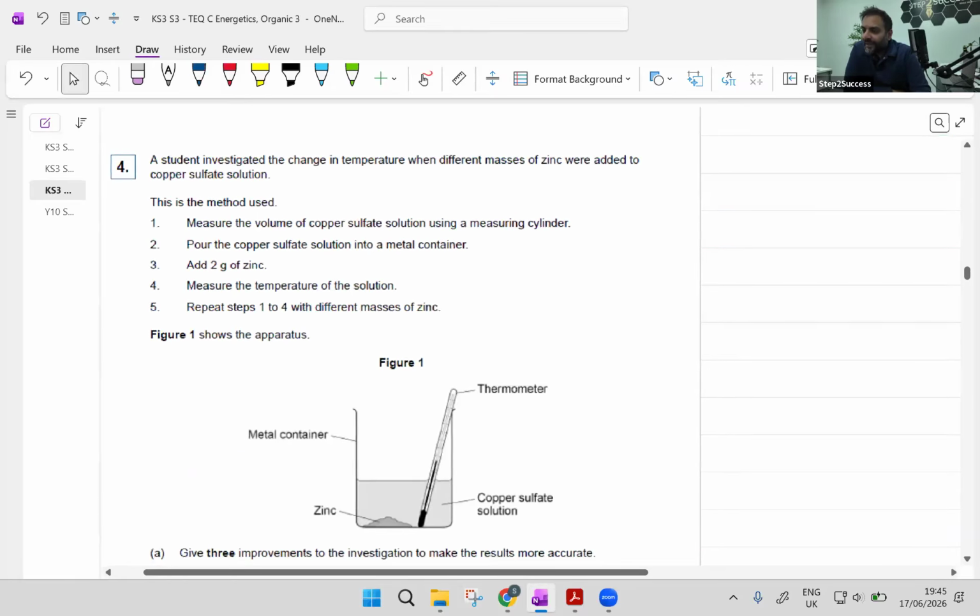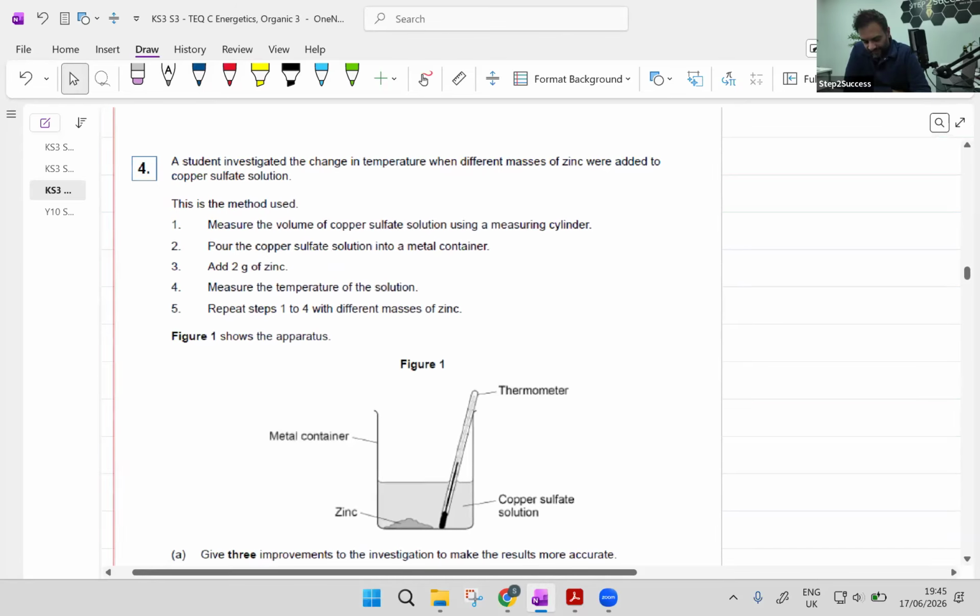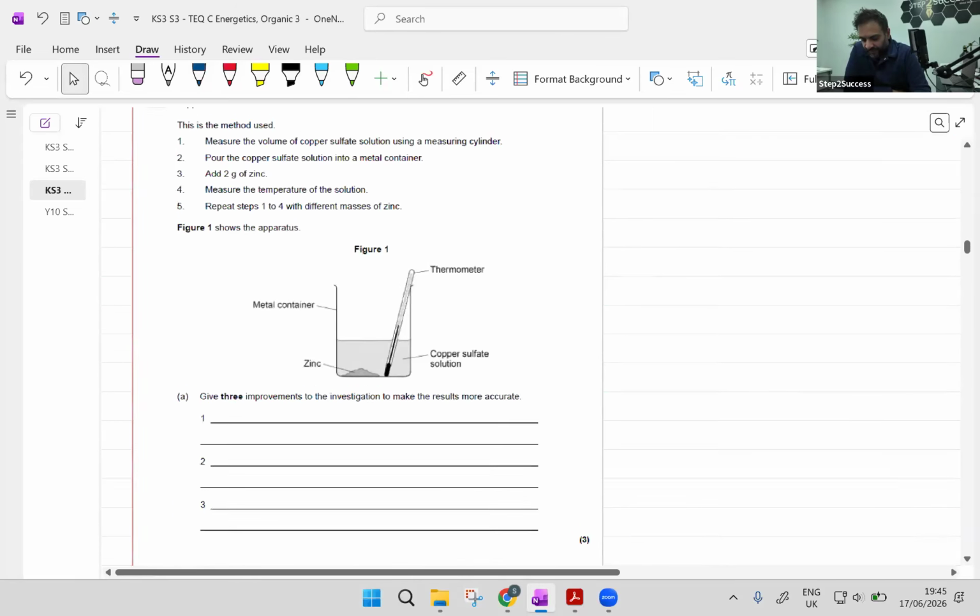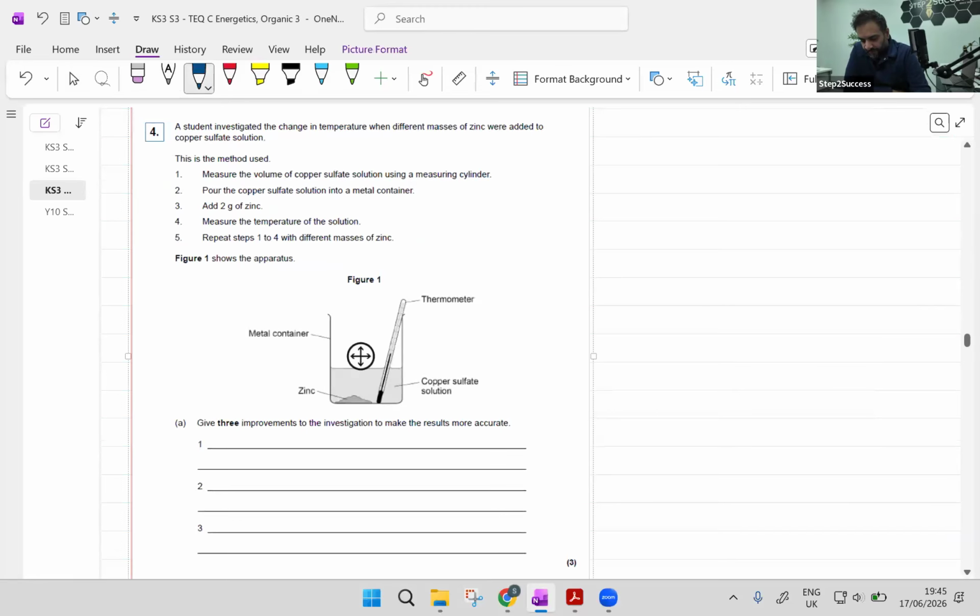And then you also said 4ADE. Three improvements to make this more accurate. I'm not going to read this because I've read it before, but what we're doing here is measuring temperature. Generally, if you're measuring temperature in a reaction, you don't want to use a metal container, because a metal container lets the heat out really easily, and so your thermometer won't pick it up as easily. You can use something like a polystyrene cup, like the cups we use for coffee. They keep the heat in a bit better.